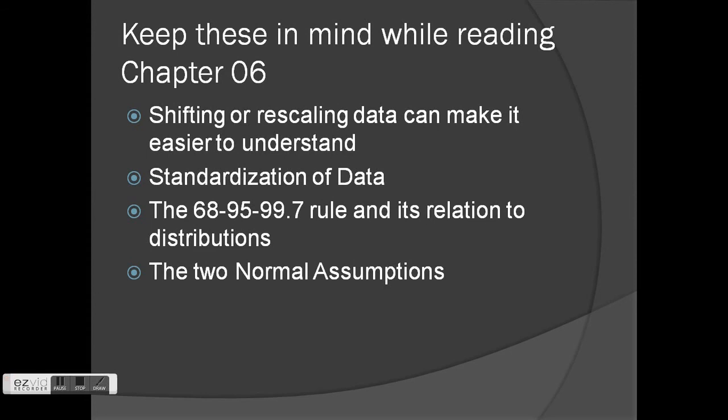While reading Chapter 6, please keep these in mind. Shifting or rescaling data can make it easier to understand. Standardization of data, the 68, 95, 99.7 rule and its relations to distribution, and the two normal assumptions.